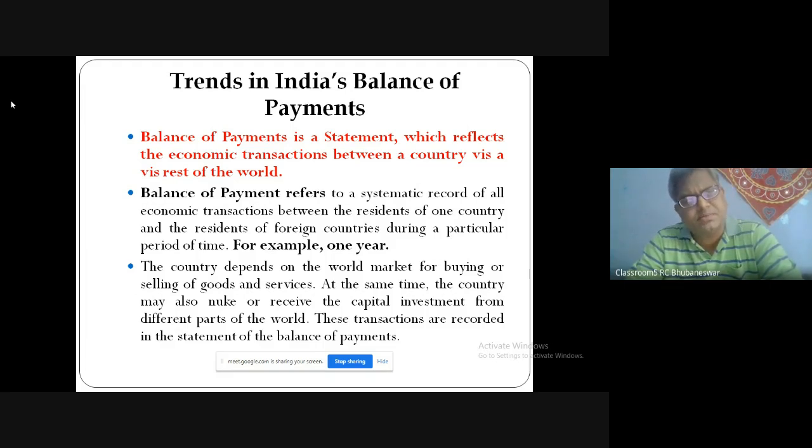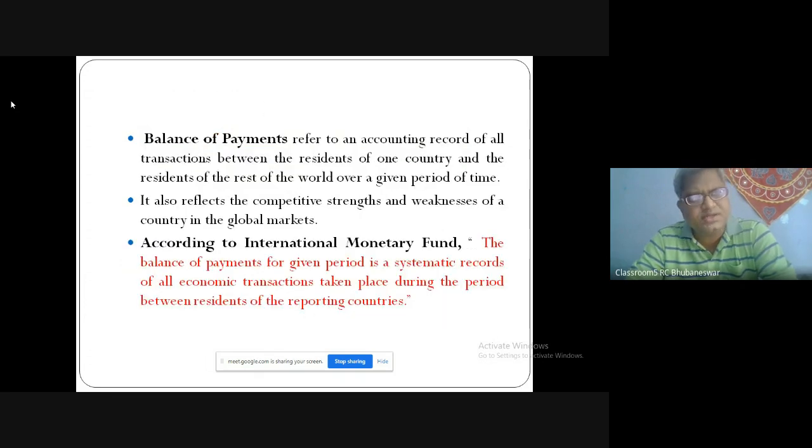It is just like an accounting statement, with a debit side and a credit side. A country depends upon buying and selling of goods and services, exporting goods and services, or capital investment in different parts of the world, and these are recorded in statement form, which is called balance of payment. For example, suppose the WTO or IBRD, the World Bank, gives some funds to India for upgrading infrastructural development. In this case, you retain it in a particular statement, and that statement is called balance of payment. My dear student, it is just like an accounting record of transactions between residents of one country and the rest of the world within a stipulated period, meaning within one year.